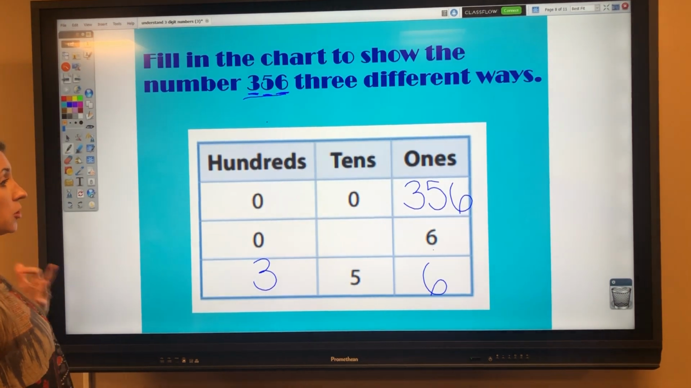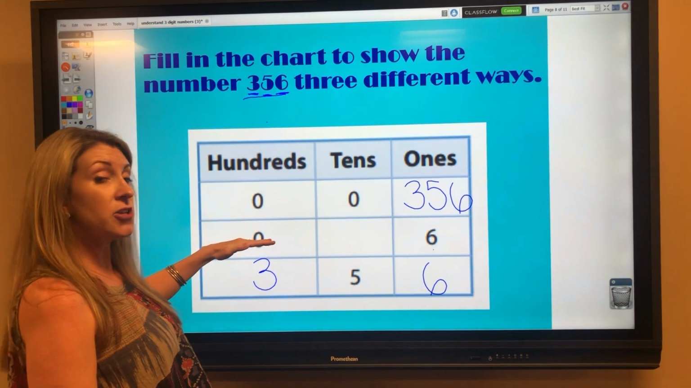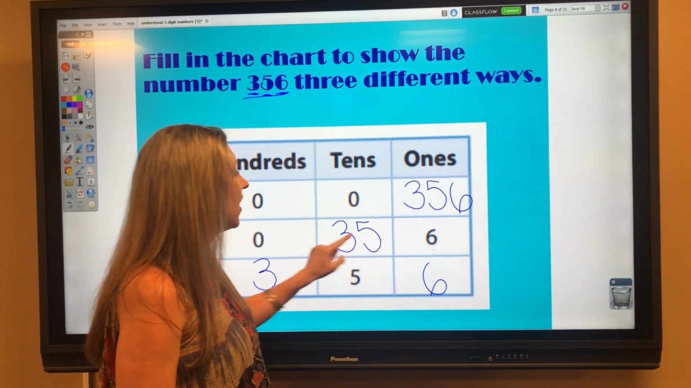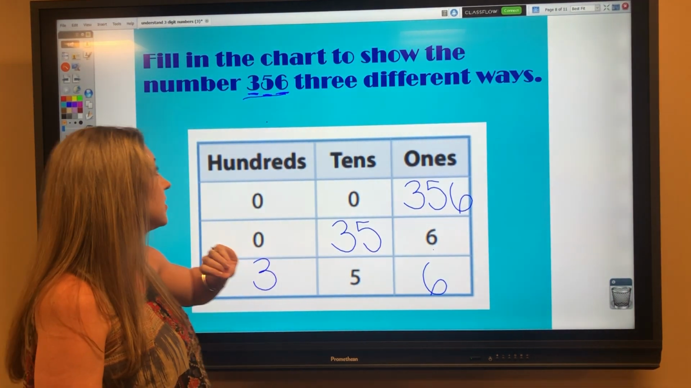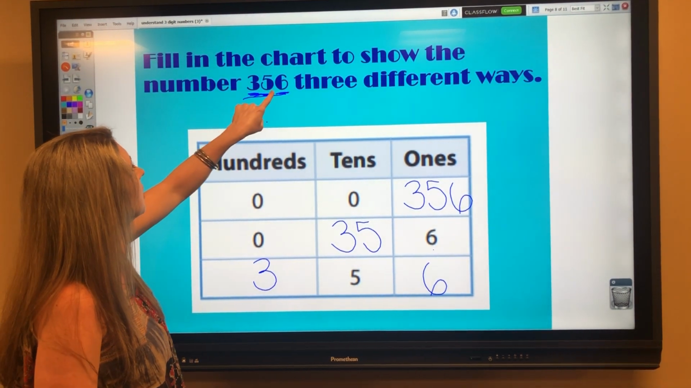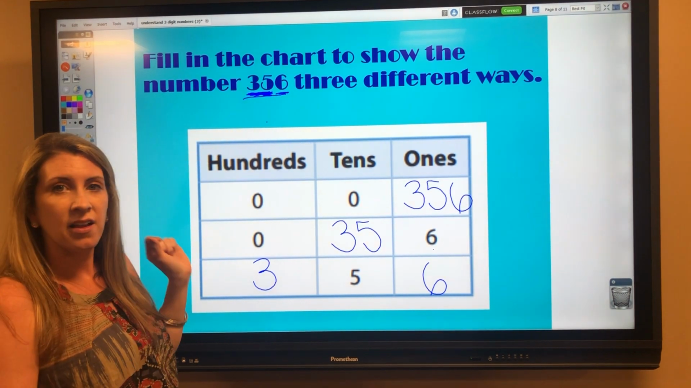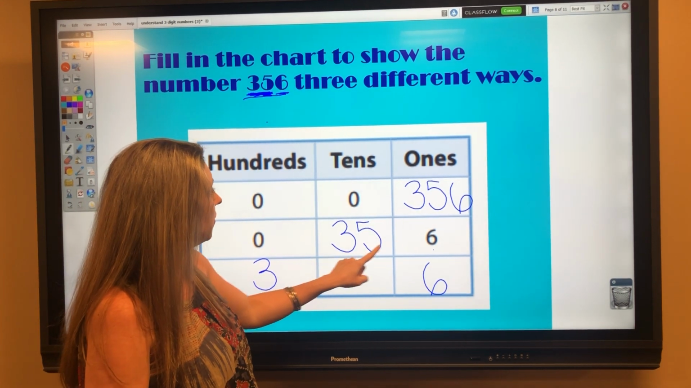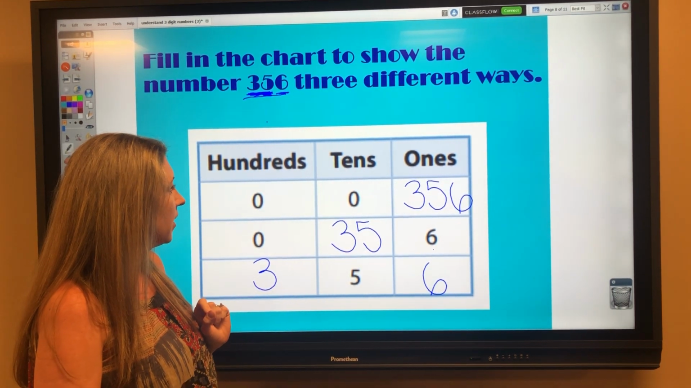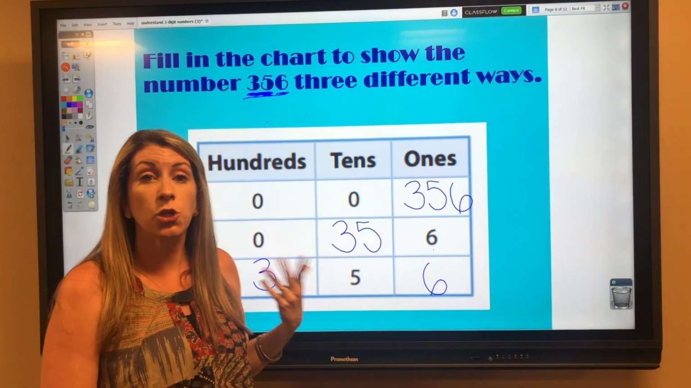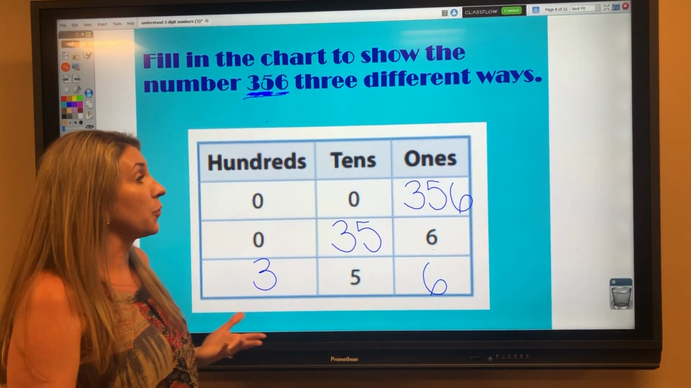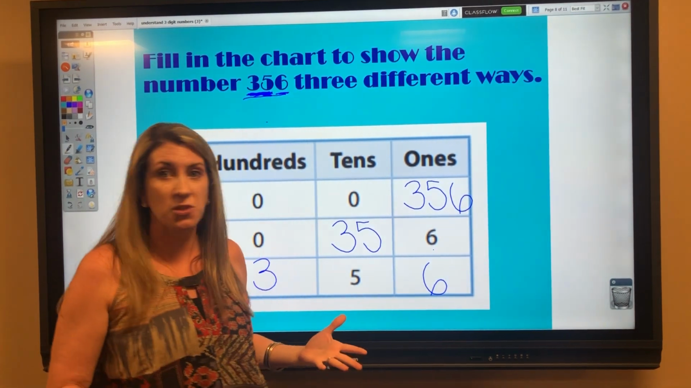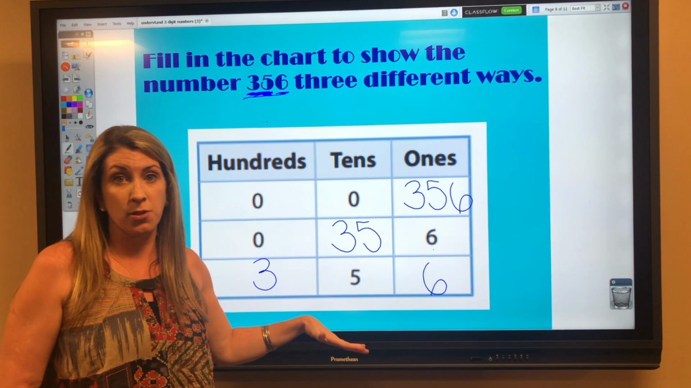So let's go back to our chart. If you can't use hundredths, we just said that you could have 35 tens and 6 ones. I do see a pattern because I see the number 35 is right there in the hundreds and the tens place. 356. So this is 3 ways that you can make the number 356, but there are plenty more ways that I'm sure you will practice with your teacher on creating different numbers.